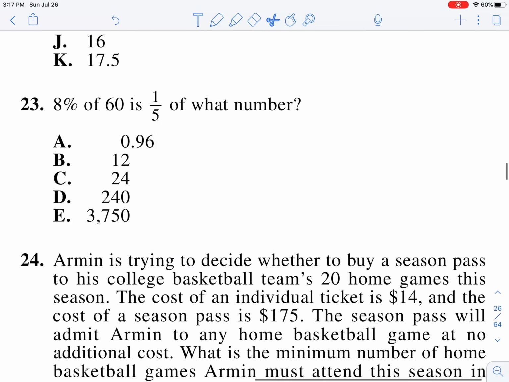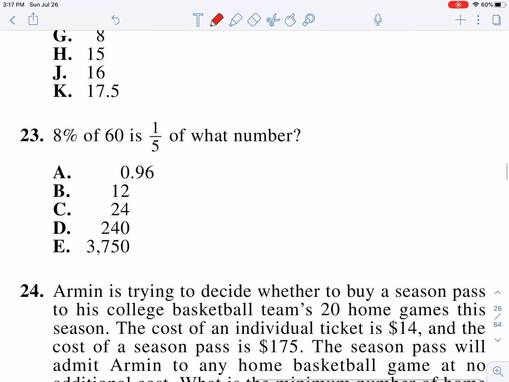Next problem, we have 88%. Oh, this is actually the same exact skill. It's word to algebra translation. 8% of 60 is 1/5 of what number? 8% is 0.08. That's how decimal to percent works. If you're not familiar with that, look at the skill study guide. 8% of 60, you just multiply them. So 8% of 60 equals 1/5 of what number? We'll make that number x and just solve for x. 0.08 times 60.